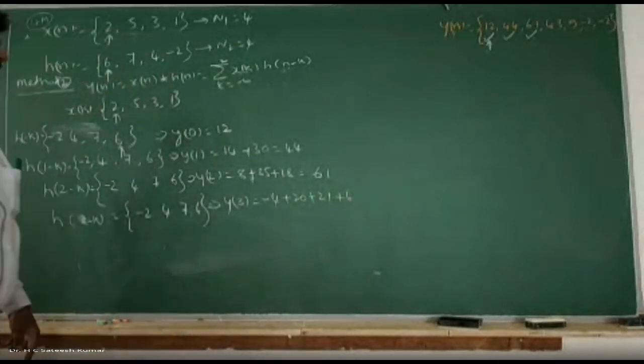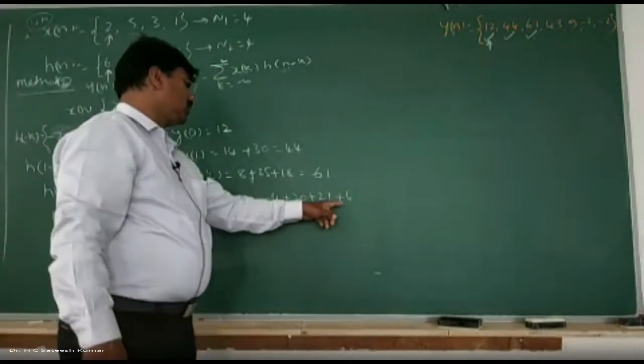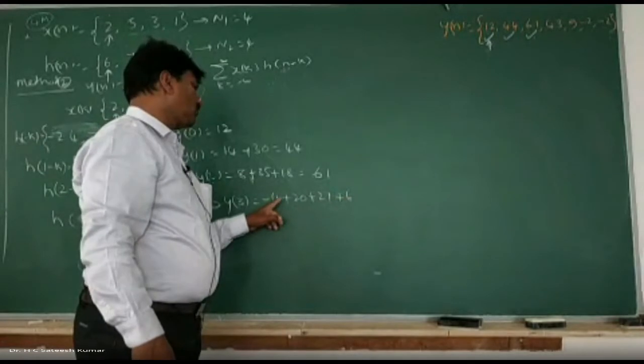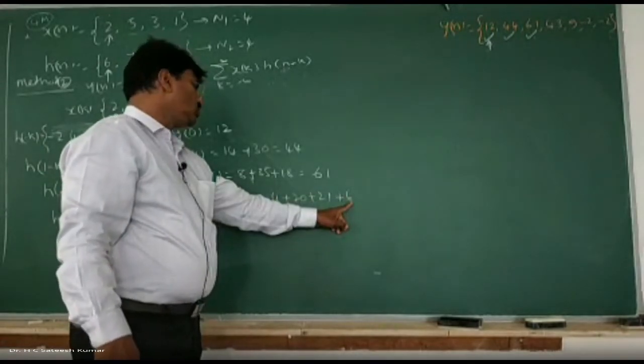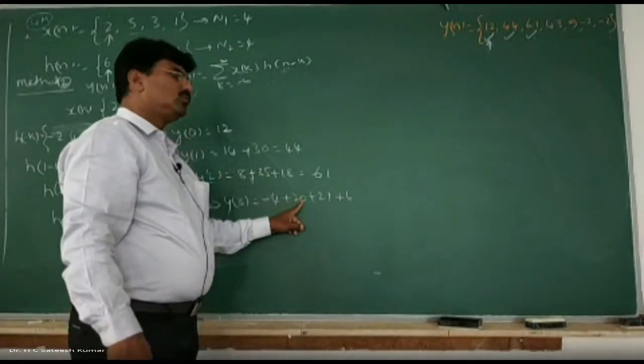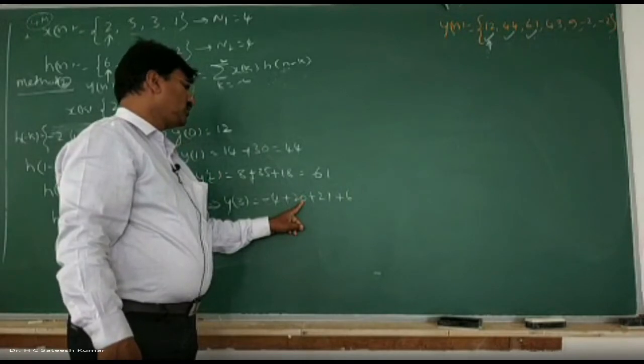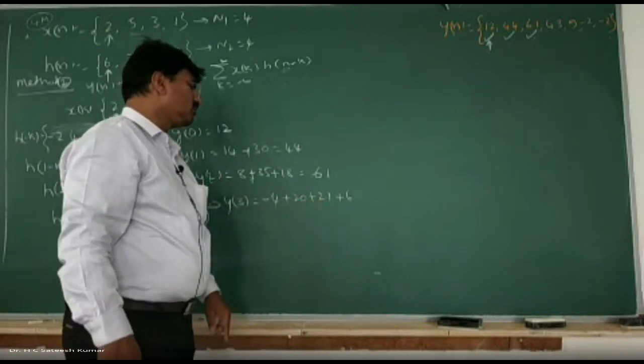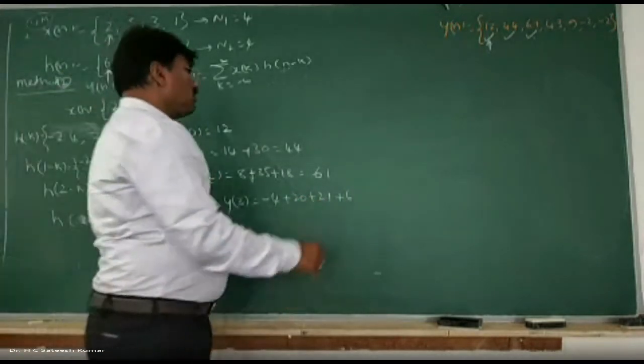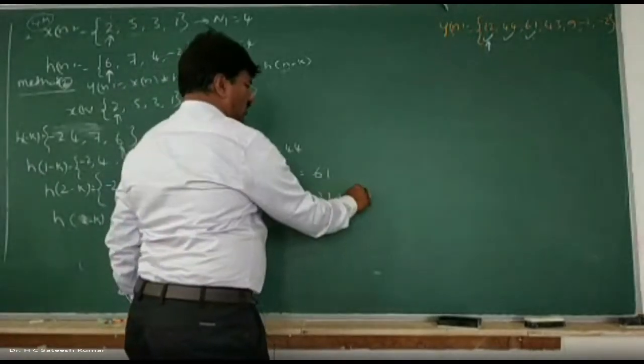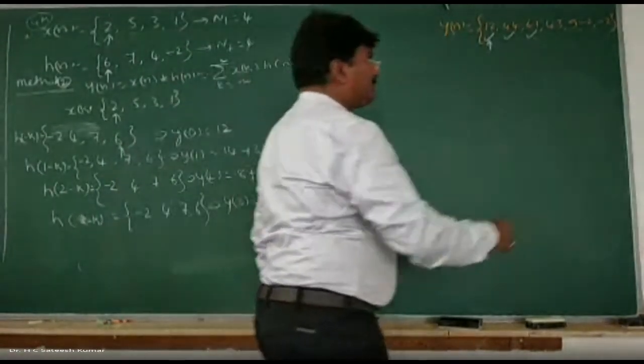Okay, right. So what do we have? 20. So minus 4 plus 6 is 2. 2 plus 20, 22. 22 plus 21, that is nothing but 43, no? It is correct. So 43. It is right.